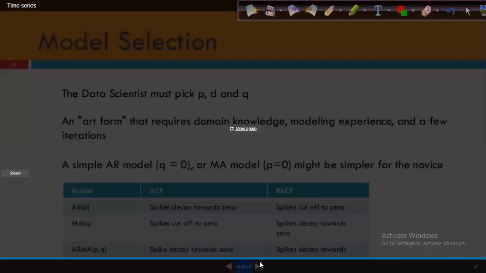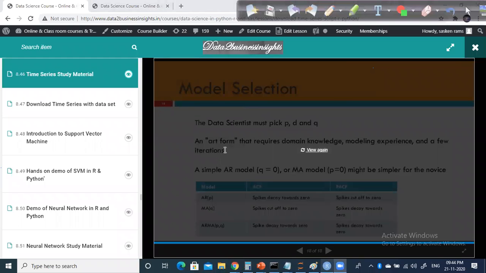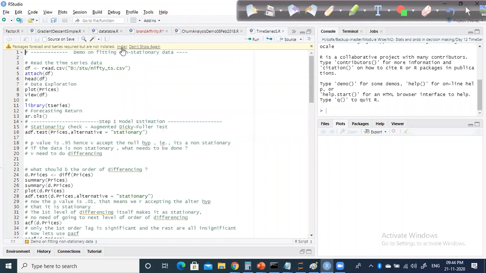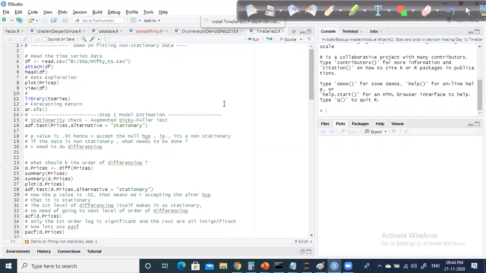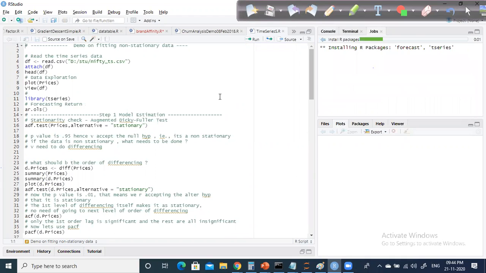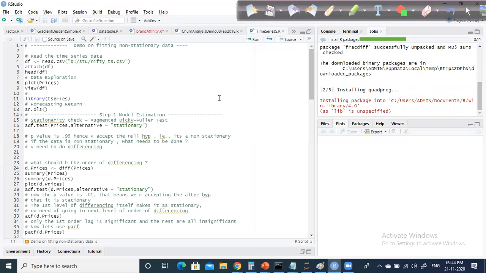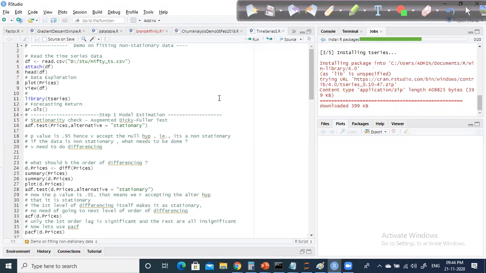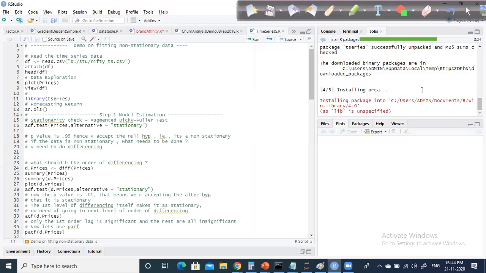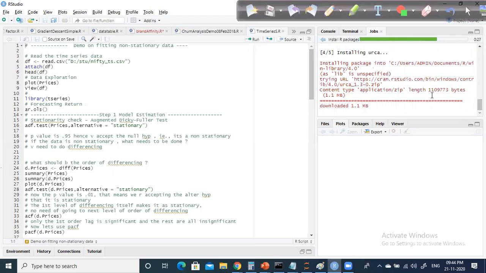And the next one is how to interpret the correlograms. So how to interpret the correlograms, we will see as part of the demo session. Okay, I'll just jump into it. Here something is missing. I'm going to install this package. It takes a while. Let's wait for a few minutes, but it will not take much time.